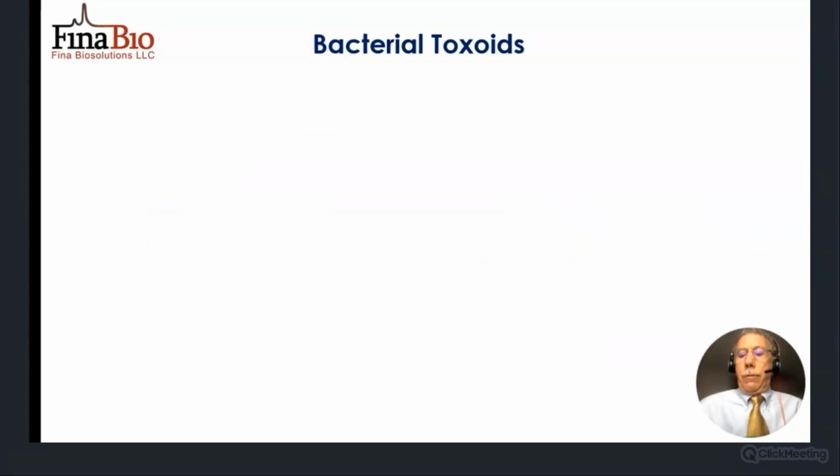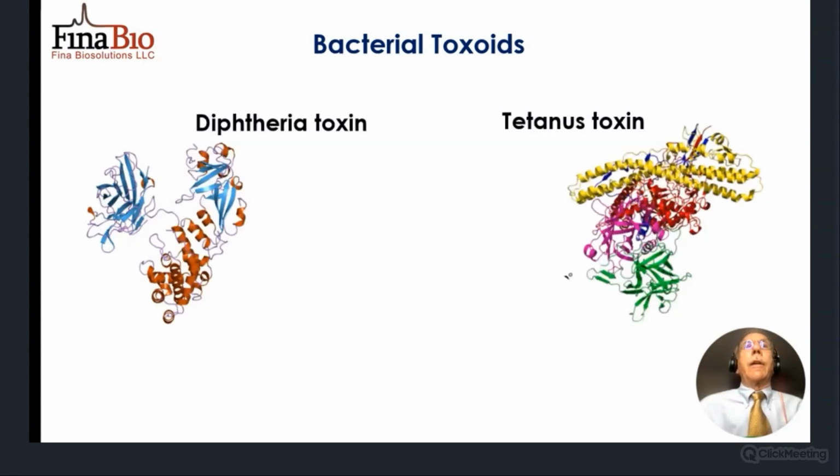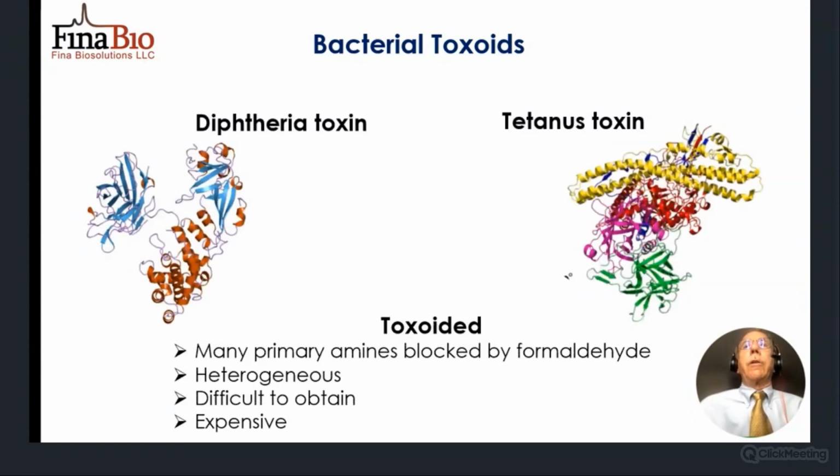Bacterial toxoids are often used for human vaccines. These include diphtheria toxin and tetanus toxoid that are treated with formaldehyde in order to toxoid them. Many of the primary amines that are used for conjugation are blocked. These proteins tend to be heterogeneous, and it can be difficult to characterize the conjugates for this reason. But they're also difficult to obtain, and if you can buy them, they're going to be expensive.